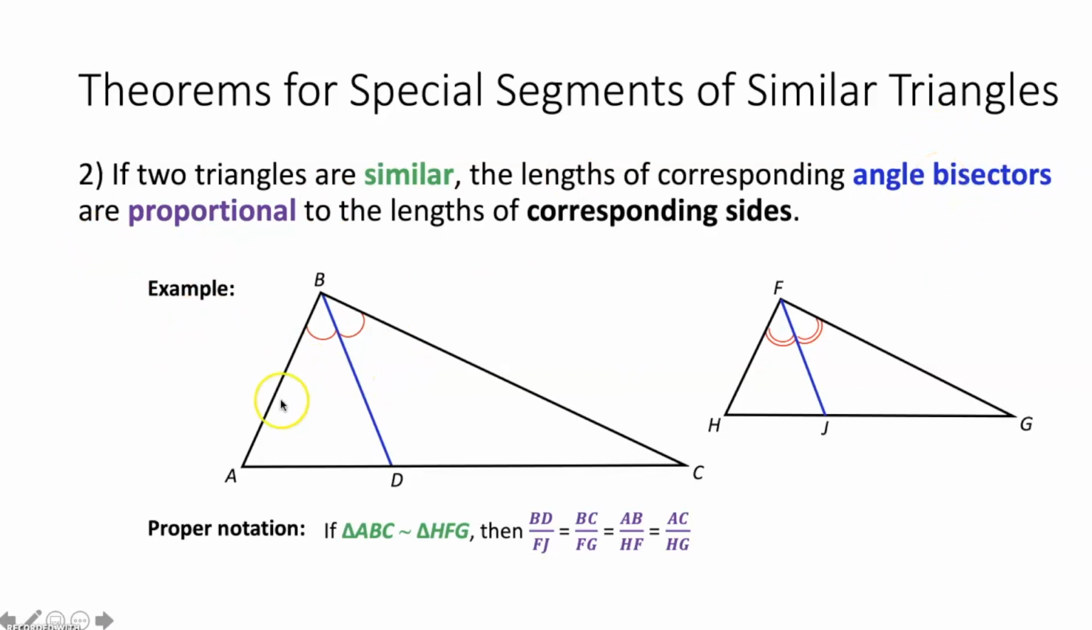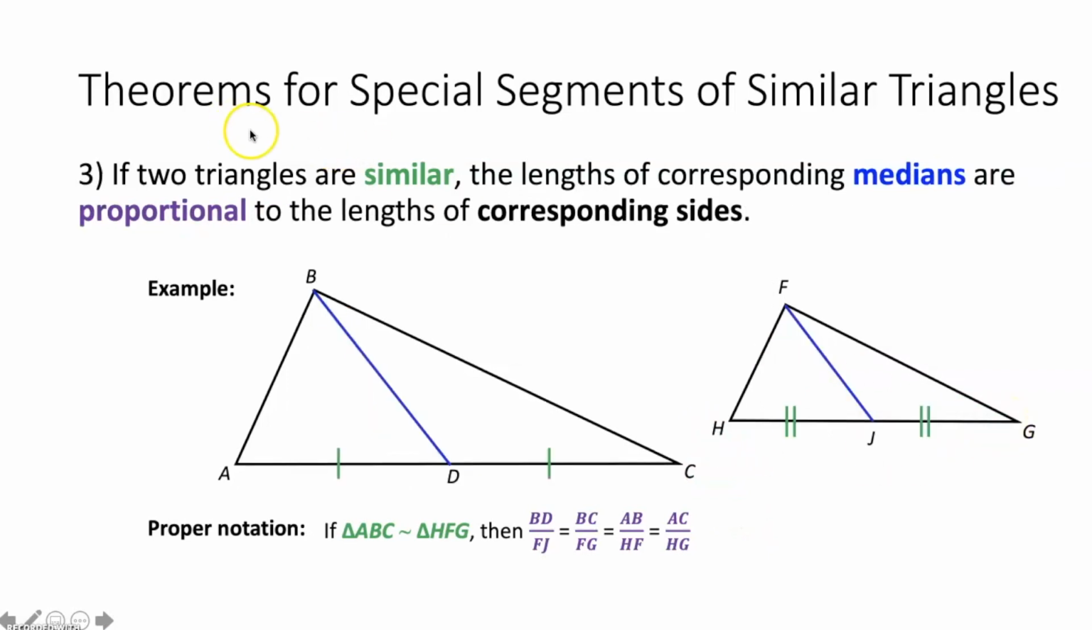So we know that if these two triangles are similar triangles, then the measures of the angle bisectors are going to be proportional to the lengths of the corresponding sides, meaning that the measure of segment BD over the measure of segment FJ has to equal the measure of segment AB over the measure of segment HF, which has to equal the measure of segment BC over the measure of segment FG, which has to equal the measure of segment AC over the measure of segment HG.